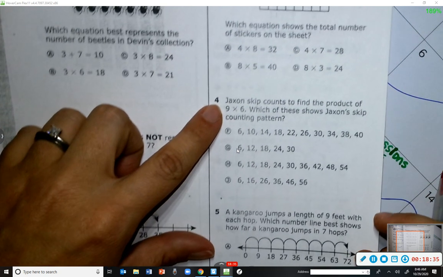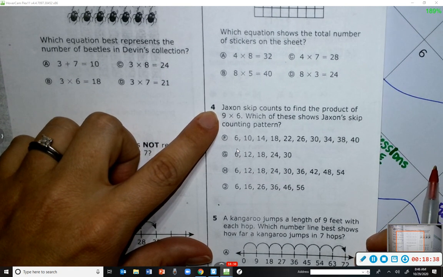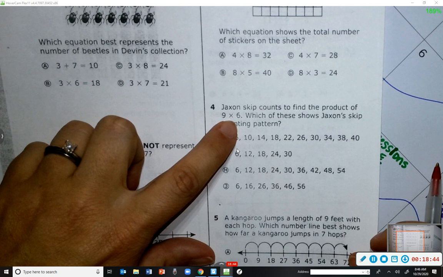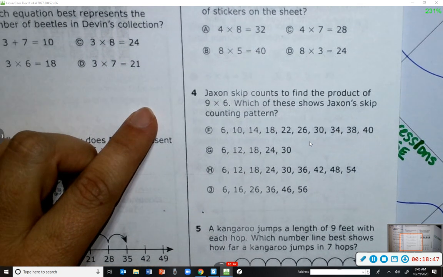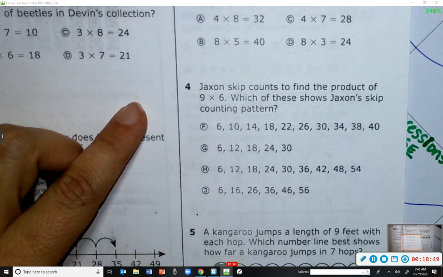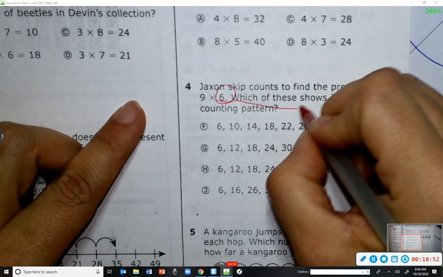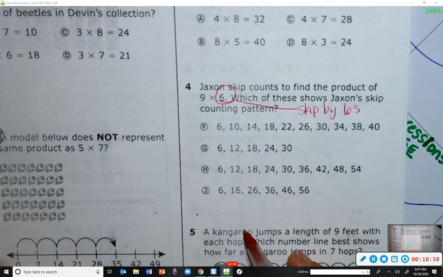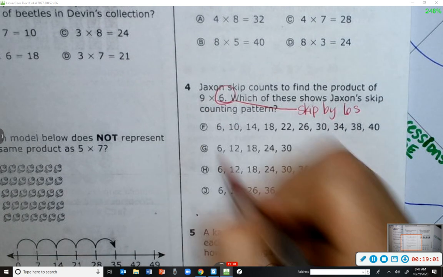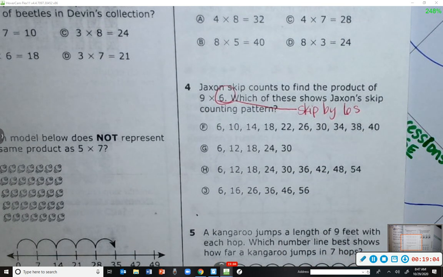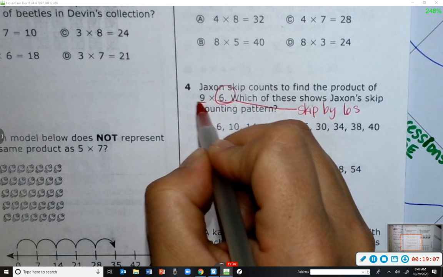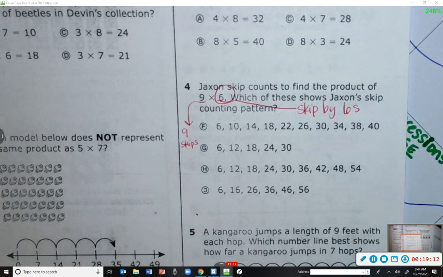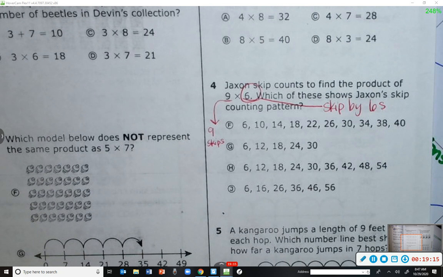number 4. Jackson skip counts to find the product of 9 times 6. Which of these shows Jackson's skip counting pattern? So if it's 9 times 6, what does he skip count by? He skip counts by 6s. Good. So we're going to skip by 6s. And how many times do you skip? How many skips should we do? 9 skips. Okay? All right. You guys ready to go? Yes, ma'am. All right.